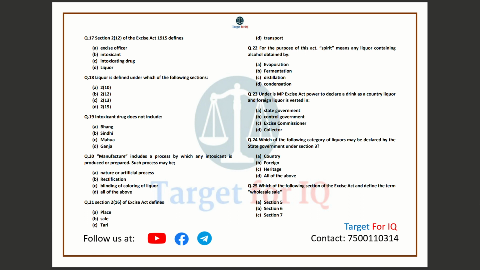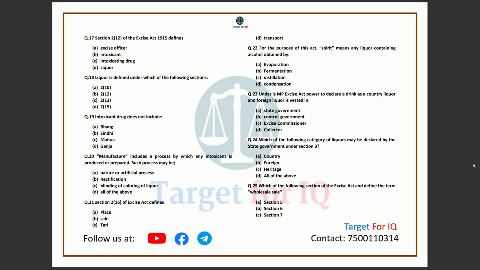Under Chhattisgarh Excise Act, power to declare a drink as country liquor and foreign liquor is vested in option A, state government, B, central government, C, excise government, and D is collector. So correct answer to question number 23 is option A, that is state government. It's a misprint in option B. It's written control government, rather it will be a central government.